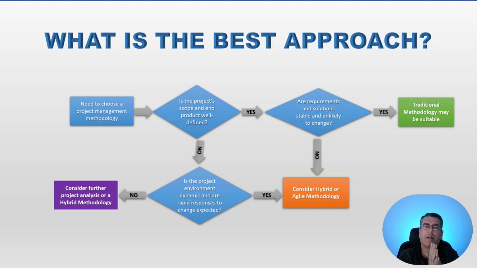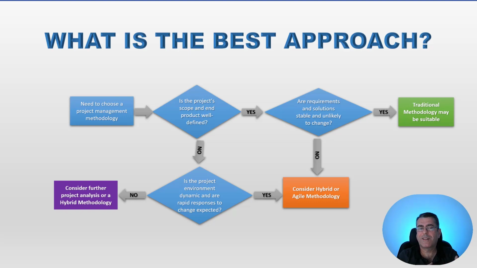If you have your product scope well defined, and the requirements and the solutions are not likely to change, then you can use a traditional methodology. Doesn't matter what type of project you are managing. Could be IT. If you know what you're gonna do and if these requirements will not change, then you have a good candidate for a traditional project. If you know the scope, but the requirements could possibly change, then you could consider working with agile or hybrid methodology.